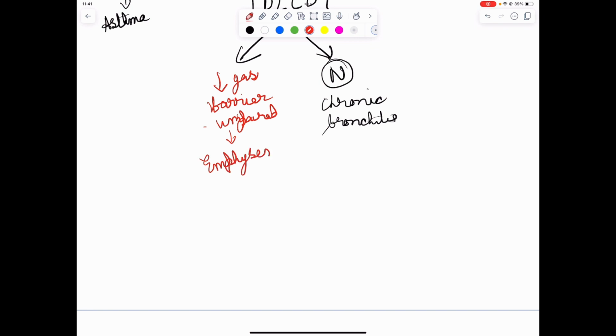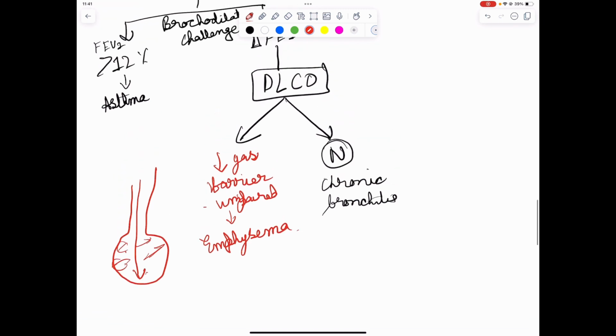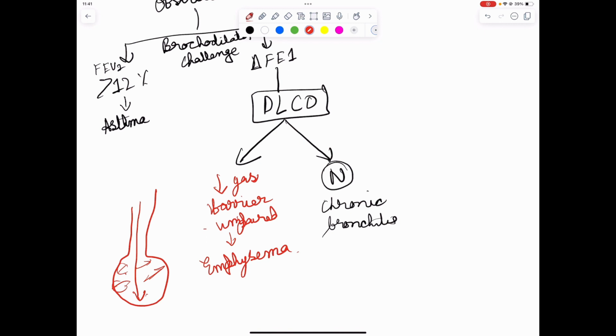Why do I say so? Because remember that this is the alveoli. So what is happening is that in emphysema, this is all getting destroyed. When this is all destroyed, then there would be very little interface to bring about the exchange of oxygen. So ultimately gas diffusion along the gradient is impaired. So just remember that when diffusion capacity of carbon monoxide is less, then it points toward emphysema, and when it is normal, then it points toward chronic bronchitis.